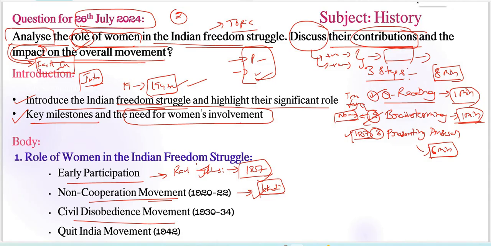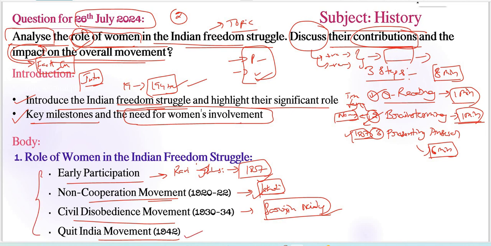The Civil Disobedience Movement is also there. We can include examples like Sarojini Naidu, a very good example here. She led the salt march to Dharasana, right? That is also very important. Next, the Quit India Movement, 1942. Here, there was mass involvement of women who took on leadership roles, organized protests, and also faced brutal repression.